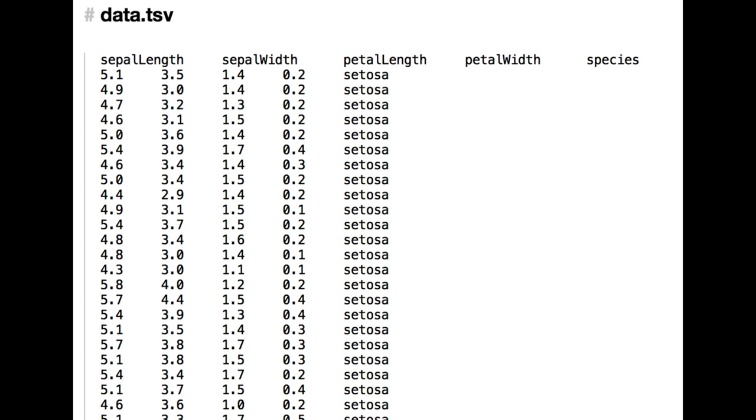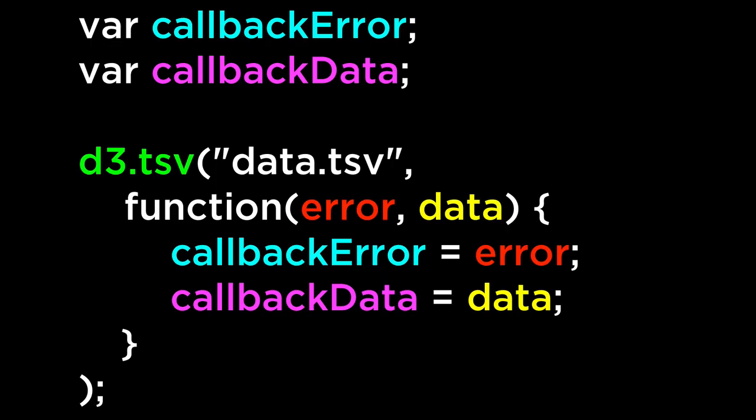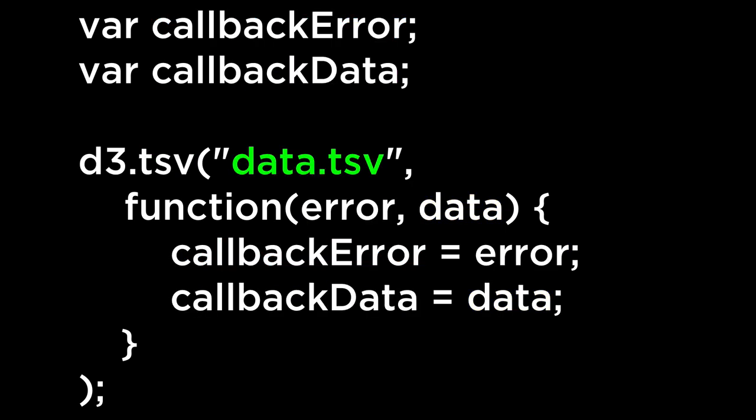This file will be located in the folder where we will run the Python SimpleHTTPServer command. This file is the one that will be loaded asynchronously using the D3.tsv request functionality. This is how we are going to call the D3.tsv request. The data.tsv part of the D3.tsv call is the URL we're calling.